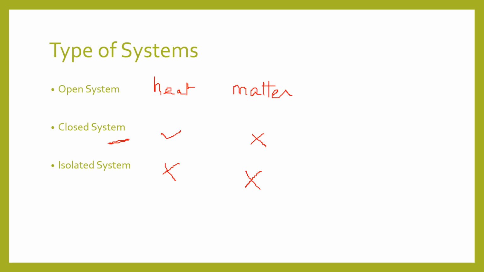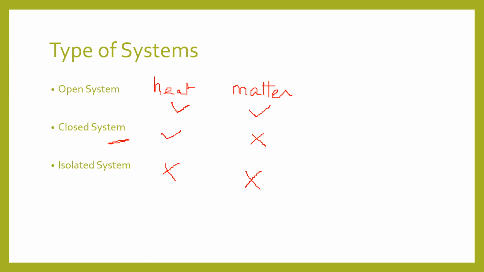Now, what are open systems then? Open systems are all human beings. I'm sorry, not human beings, living beings. All living creatures eat food, and then they excrete the waste product. So matter exchange is possible. Also, sometimes our temperature decreases, sometimes it increases. So heat exchange is possible in an open system, and matter exchange is also possible in an open system.